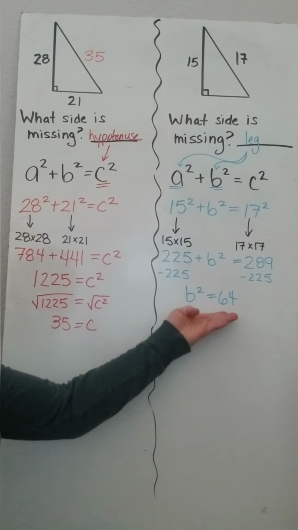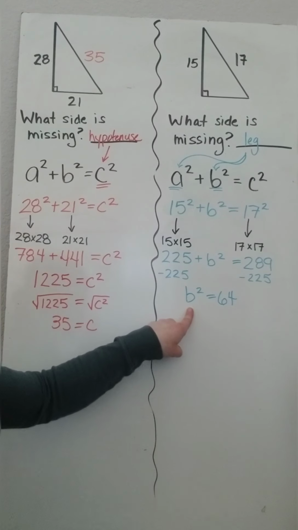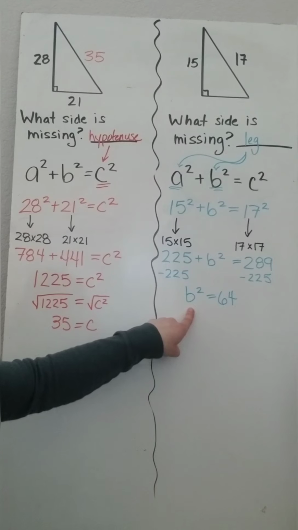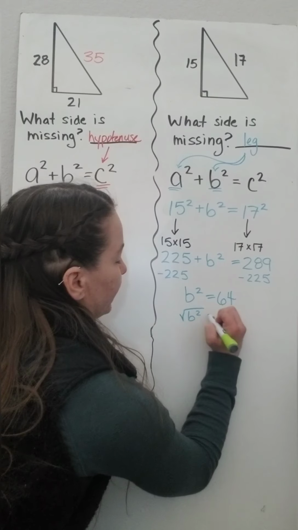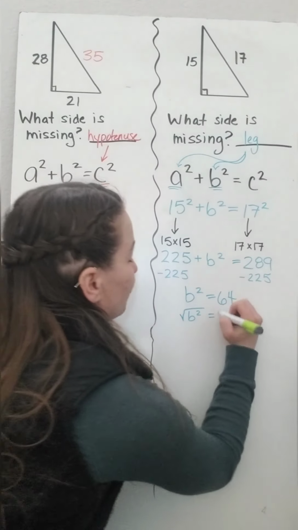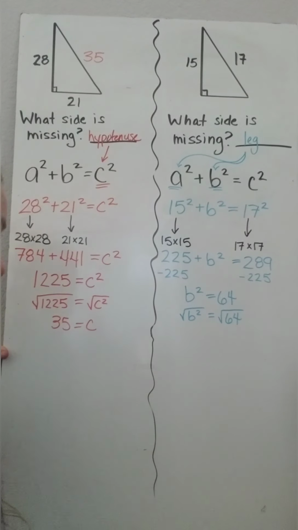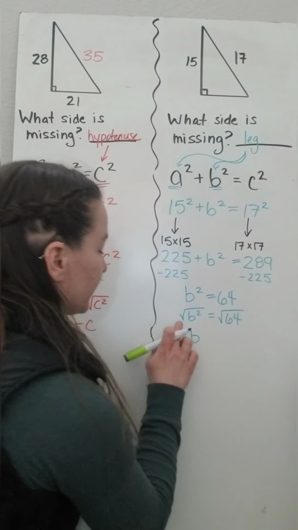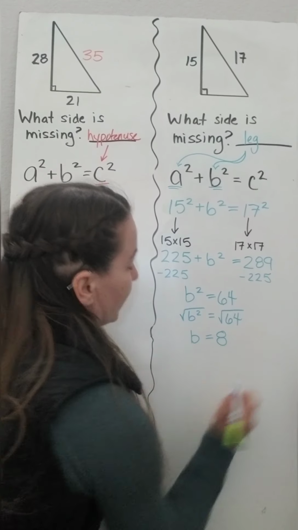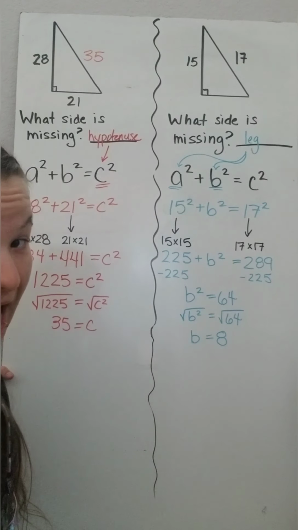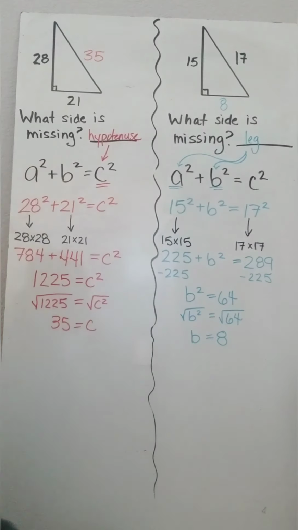Now I'm going to go ahead and take my final step. I need to undo the squaring that is occurring with the b value. To undo something that is squared, we're going to take the square root of it. What we do to one side of our equation, we have to do to the other. So you're going to take the square root of 64. This will simplify to b because the square root undoes the squaring. And then the square root of 64 is 8. That means that our missing side length in our triangle is 8.